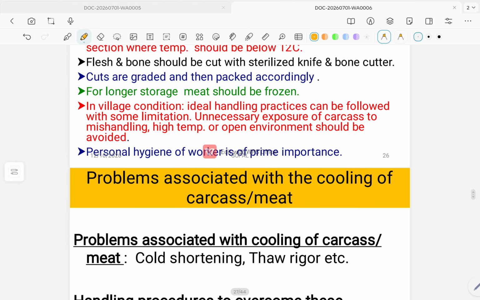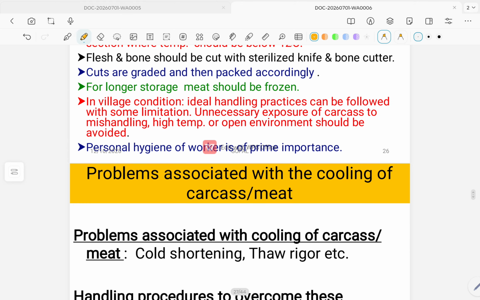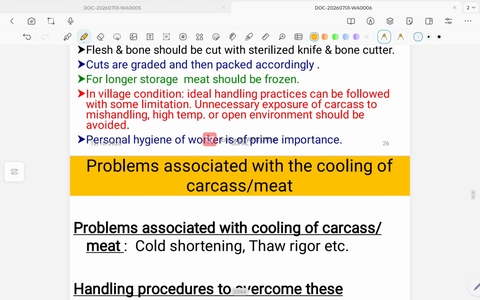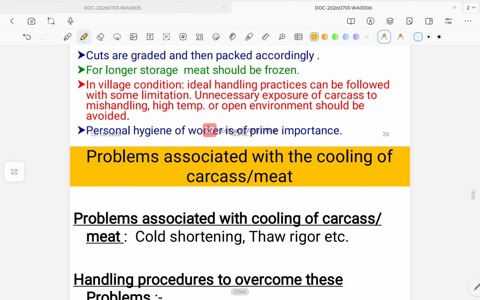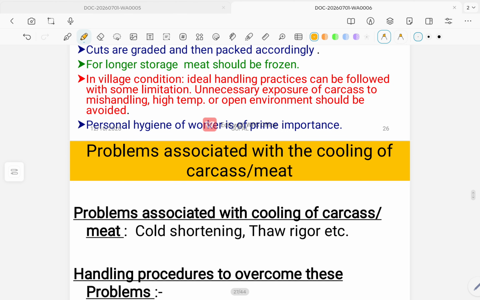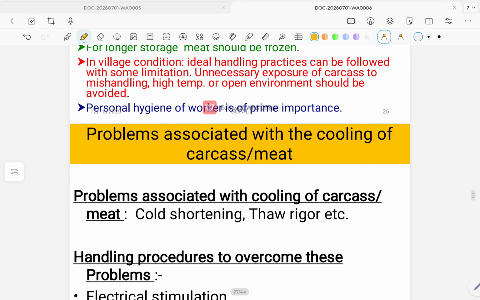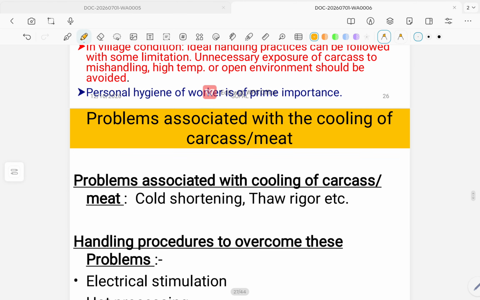In village conditions, ideal handling practices can be followed with some limitations. Unnecessary exposure of carcasses to mishandling, high temperature, or open environment should be avoided. Personal hygiene of workers is of prime importance.